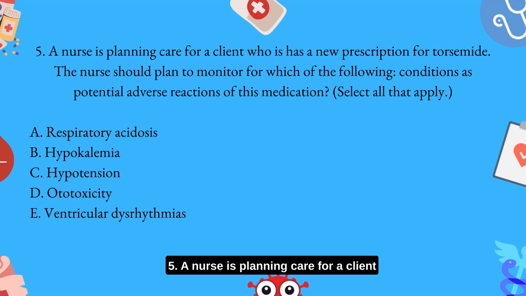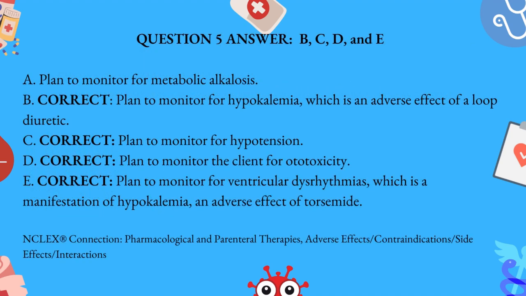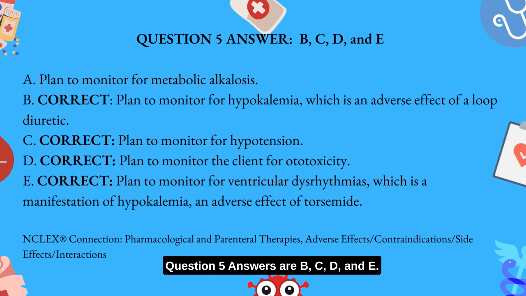5. A nurse is planning care for a client who has a new prescription for torsemide. The nurse should plan to monitor for which of the following conditions as potential adverse reactions of this medication? Select all that apply. A. Respiratory acidosis. B. Hypokalemia. C. Hypotension. D. Ototoxicity. E. Ventricular dysrhythmias. Question 5 answers are B, C, D, and E.